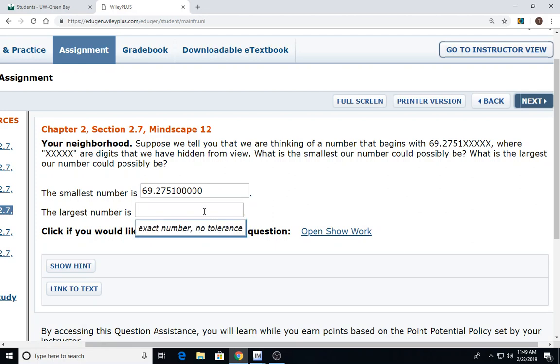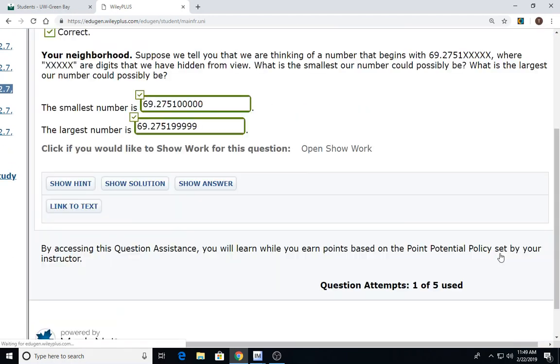Okay. And then on this one, the largest number would be if you put nines there, right? If you're only going to have those five other decimal places. So that's what they were looking for, that whole number plus the zeros or nines. Any other questions?